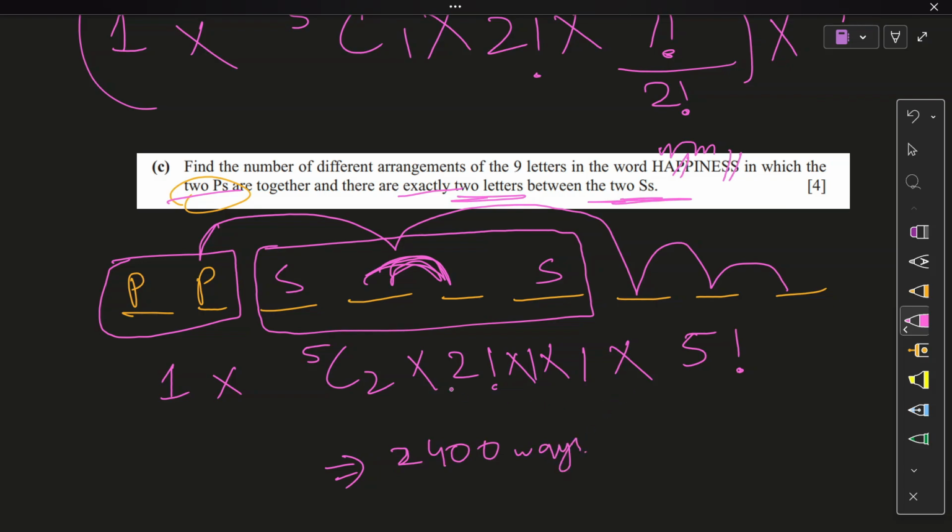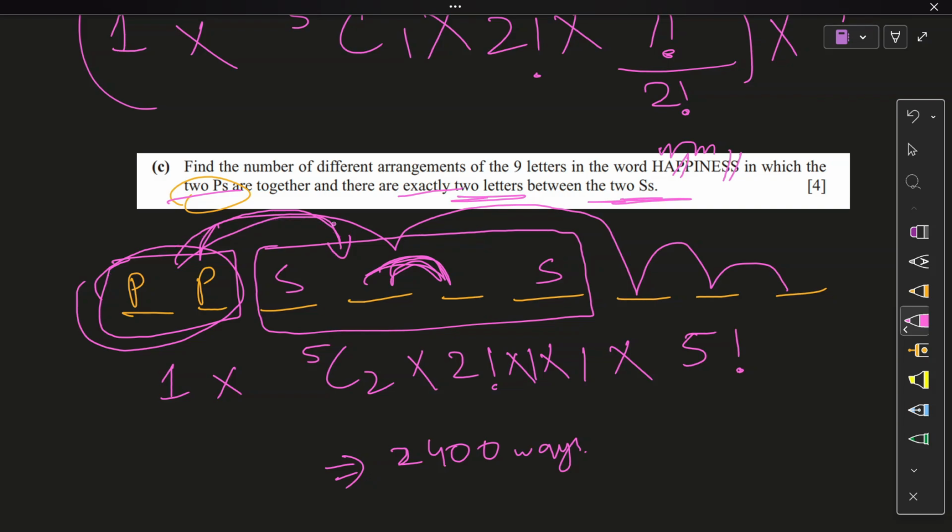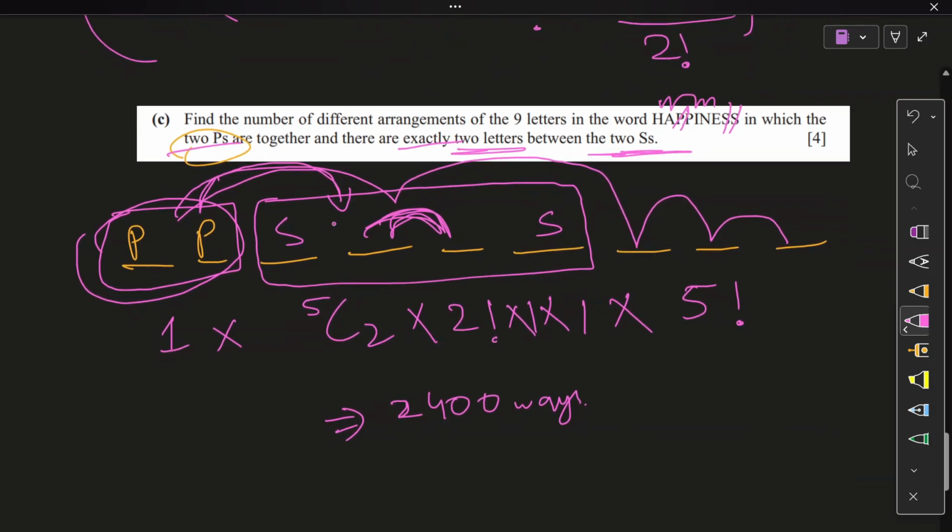Please think about it. I told you, when we do this method, we consider everything, but we do not consider these two P's being together inside the space between the two S's. If I put both P's together inside, then the two letters between the S's would be the two P's, and there would be no other condition because they are together. But in this case, there are only two P's, and there has to be only two letters between the two S's. So I will make one more case.